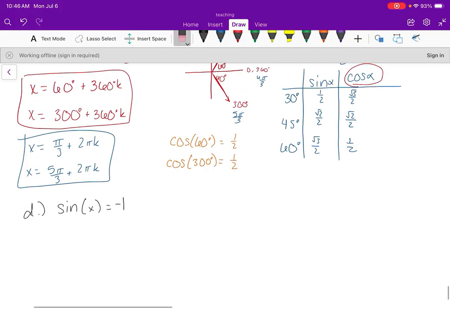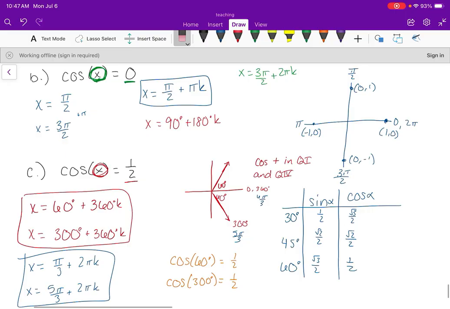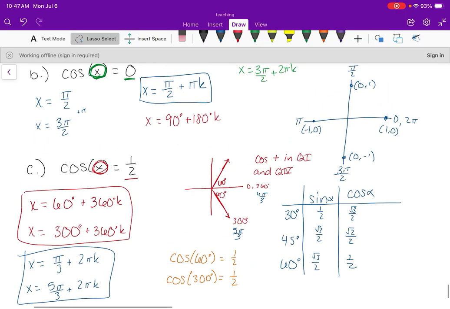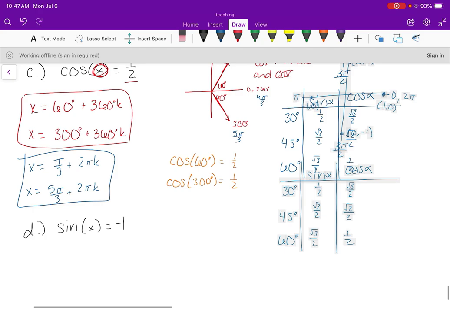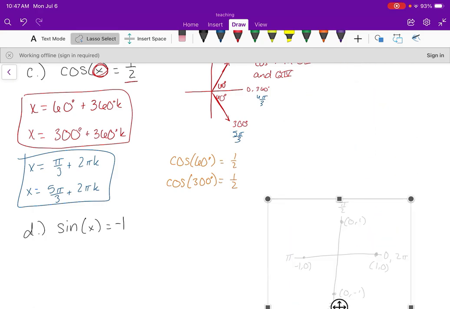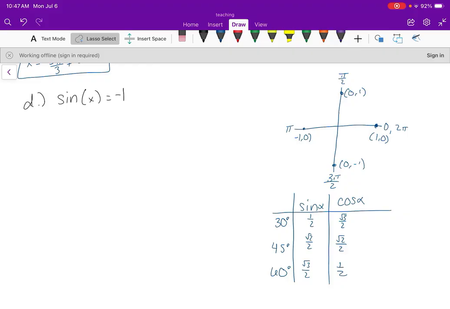And so for this, for the -1, I'm going to need my unit circle. So I'm just going to bring down both my unit circle and my table that I drew. We're going to use these constantly today. So remember, sine corresponds with the y value on the unit circle. So I'm looking for where is the y value -1.